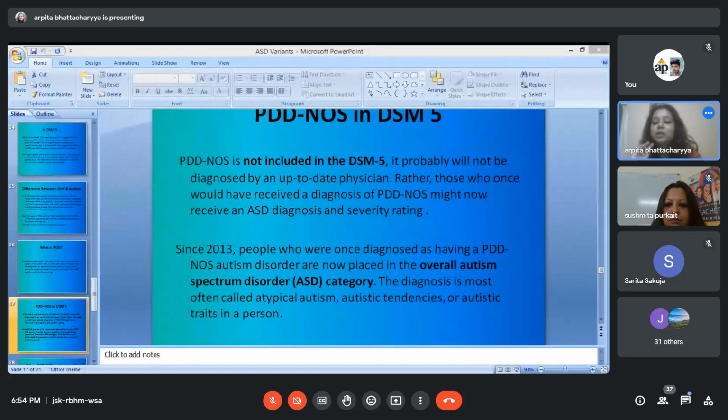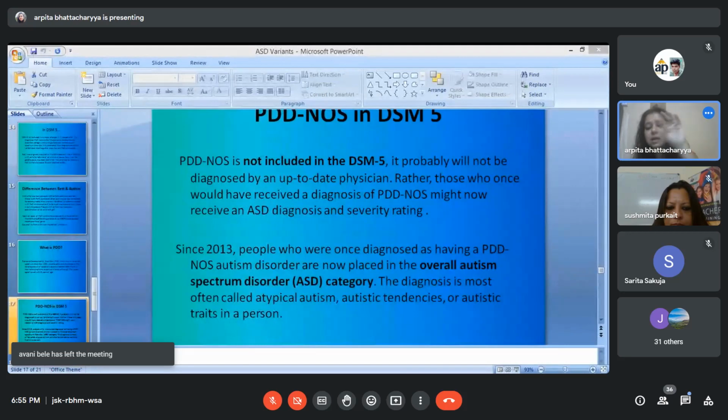PDD-NOS means you're having some features of autism, but you cannot be diagnosed with autism. You are not meeting the entire diagnostic criteria of autism. We have diagnostic tests, so we have the scoring patterns, diagnostic tests, all are there. So if a child is not scoring enough on those diagnostic tests to be diagnosed for autism, but still having a lot of features in him, that child is placed under PDD-NOS, Pervasive Developmental Disorder.